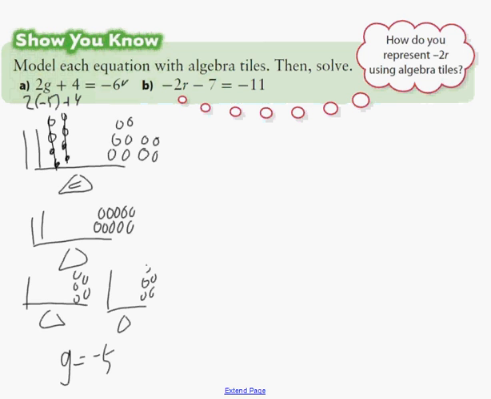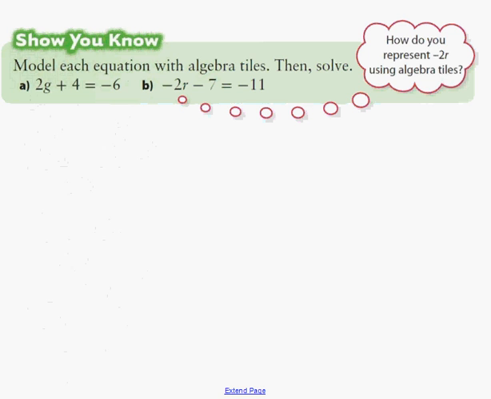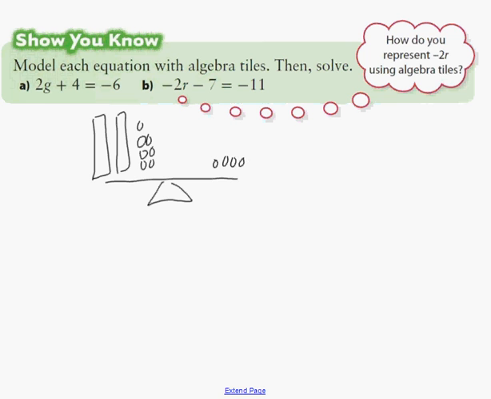G is -5. In the second example, we have -2r minus 7 equals -11. So to represent a negative variable, -2r. If this was shaded in, that would be representing an r. But what we're going to do here is leave it open like we do with the positive and negative integer chips. This is going to represent -2r, just like this represents -7. So the equation -2r minus 7 equals -11 looks like this.